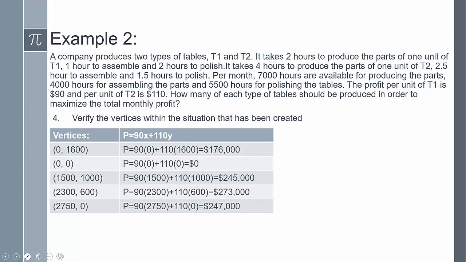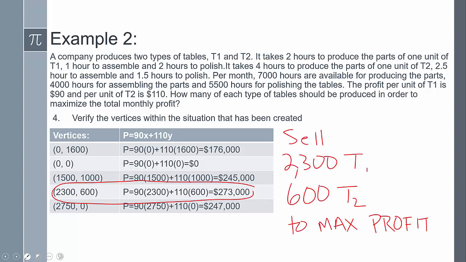So that's my x value, and that's my y value that I'm plugging into my profit function. So I plugged in 0 and 1,600, 0 and 0, 1,500 and 1,000, etc., and I put them all into the calculator, and I need to look at which one of those is going to be the highest. And so this one right here happens to be the highest. And so that means I need to sell 2,300 of table 1s and 600 of table 2s to maximize my profit.